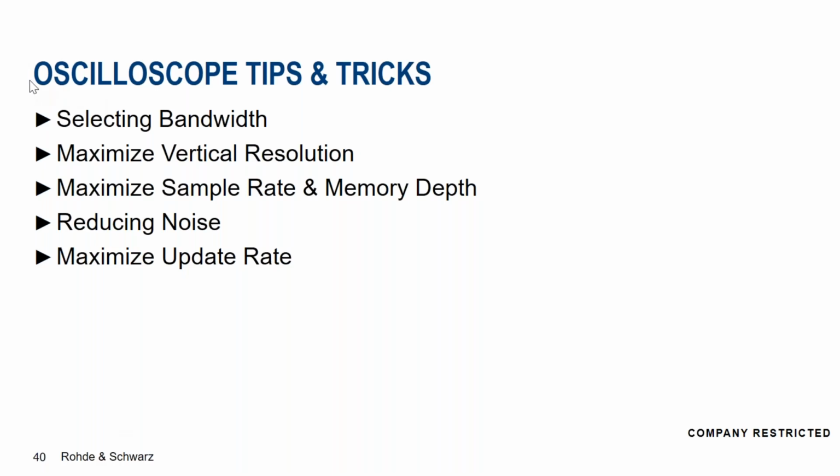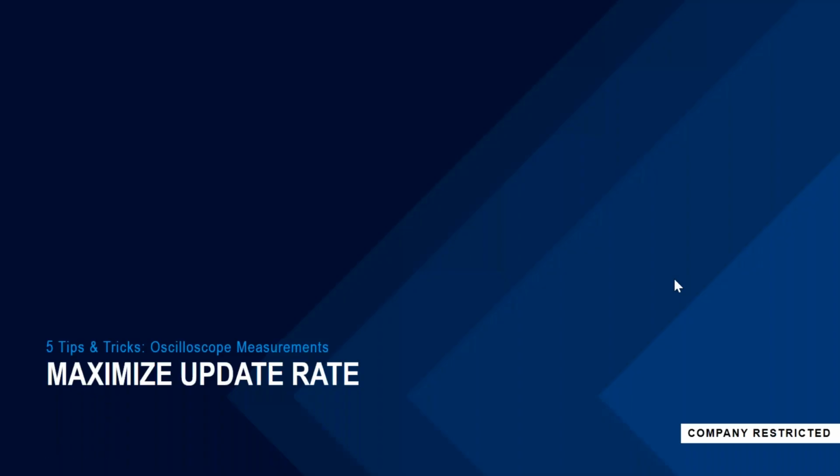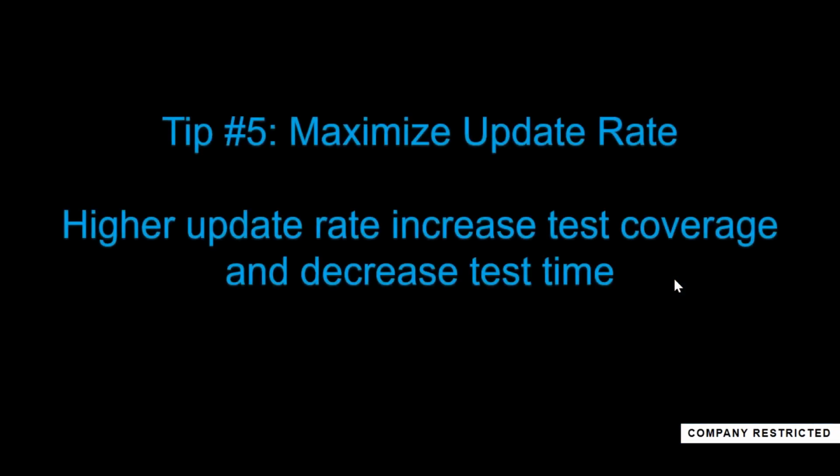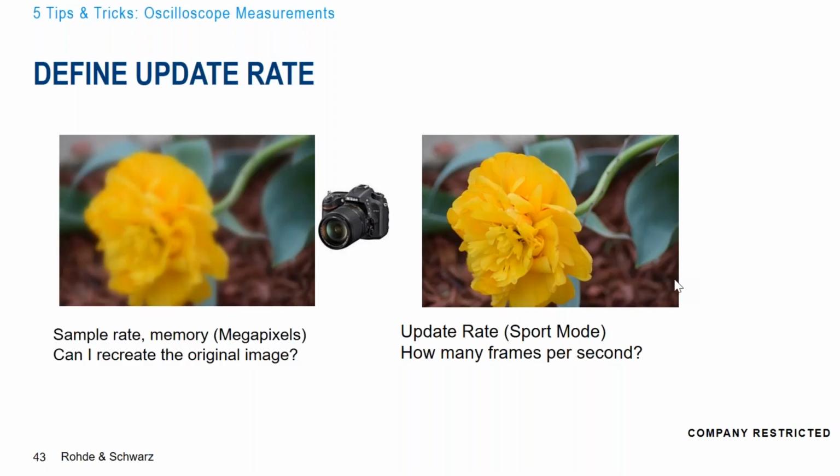All right, so we're in the home stretch here with our last tip. So that's maximizing update rate. So tip number 5 is maximize update rate. Higher update rate increases test coverage and decreases test time. So, okay, we want more of it, but what is update rate?